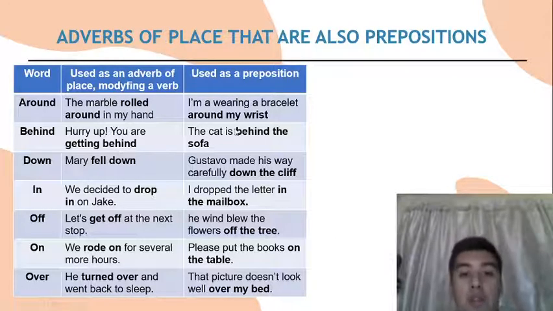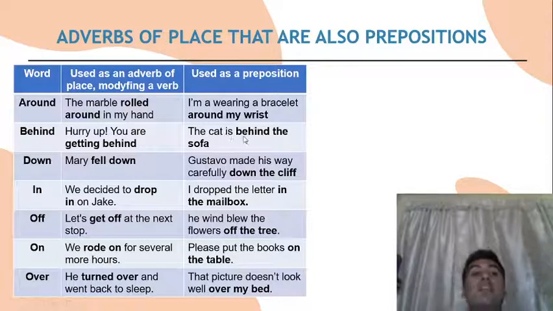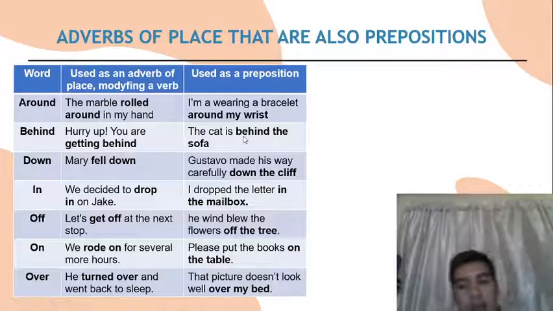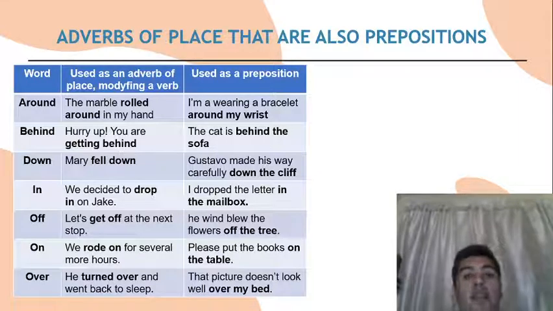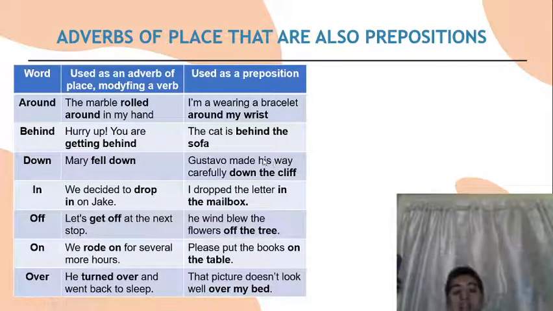And what about the preposition? The cat is behind the sofa. The position is behind the sofa. Mary fell down. Mary fell down. Gustavo made his way carefully down the cliff. Down the cliff. Using it as a preposition.